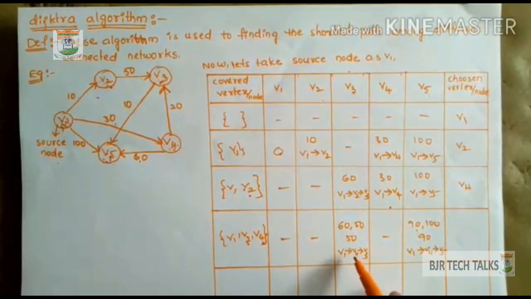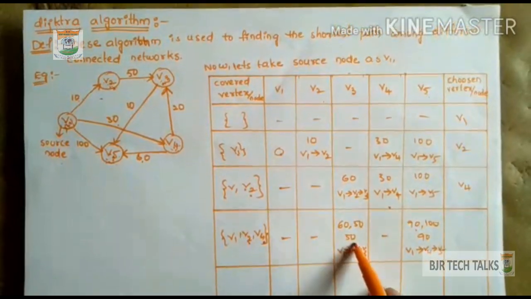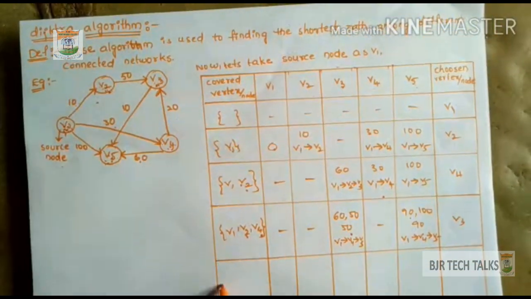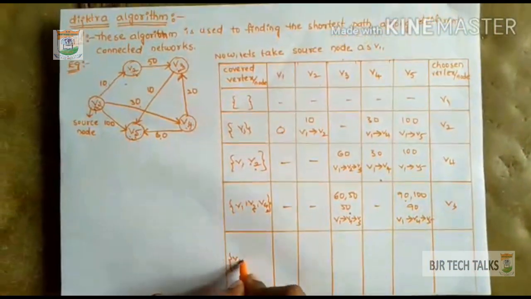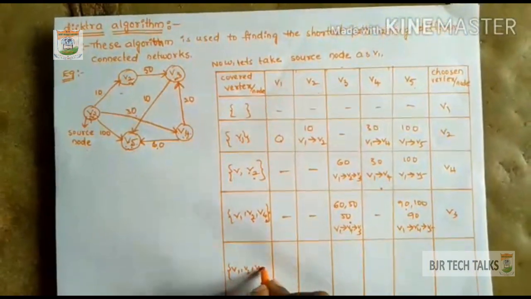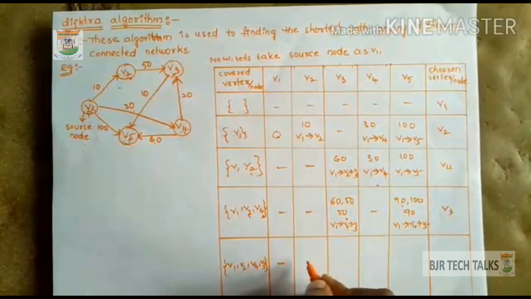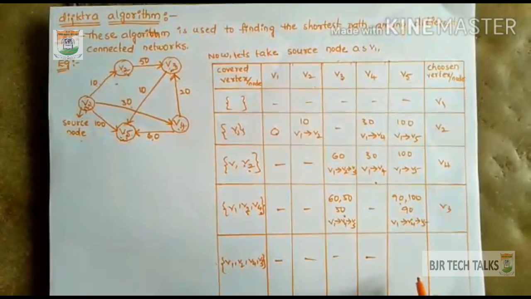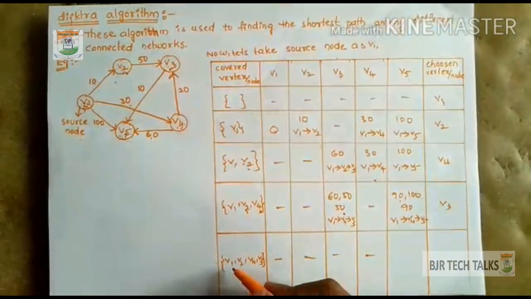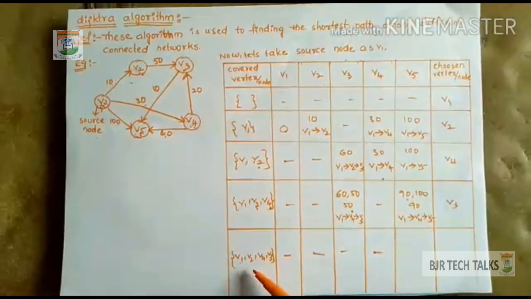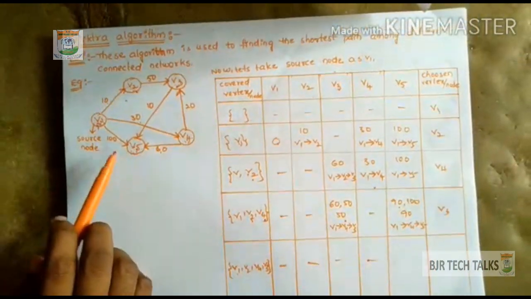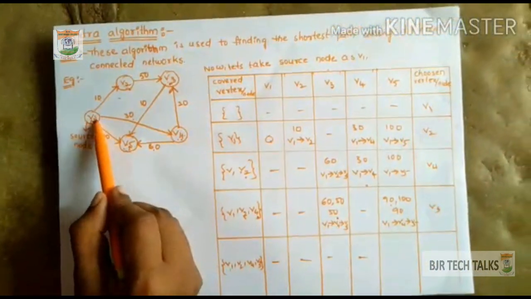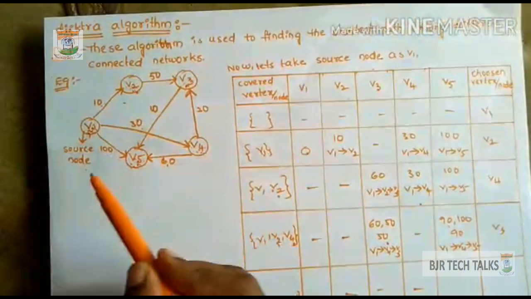Now we check the least distance. This is the least distance, so it is taken. The covered vertexes are V1, V2, V4 and V3. V1 is covered, V2 covered, V3 covered, V4 is also covered. Now V5. The distance from V1 to V5 with the help of V2, V4, V3.